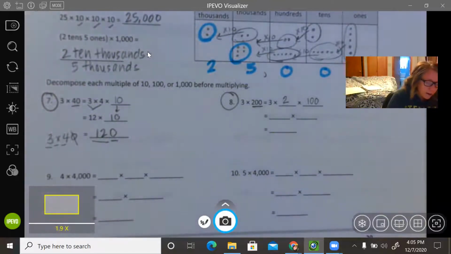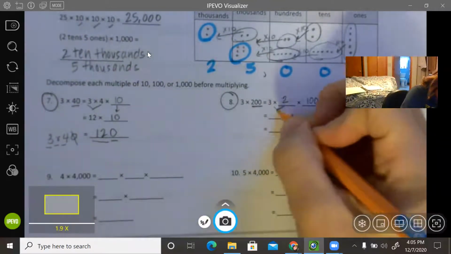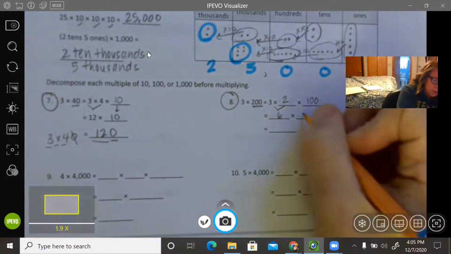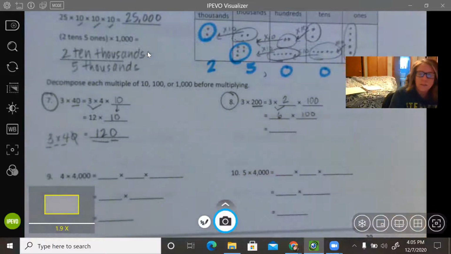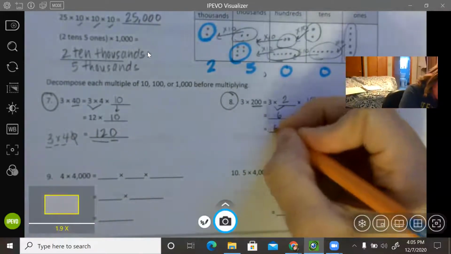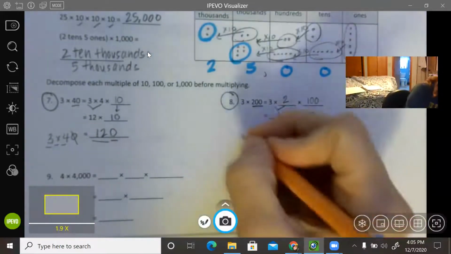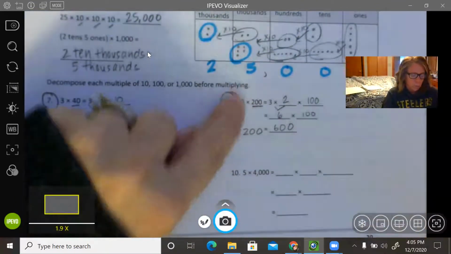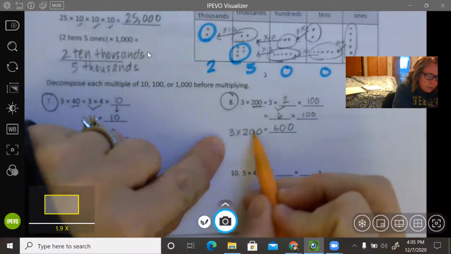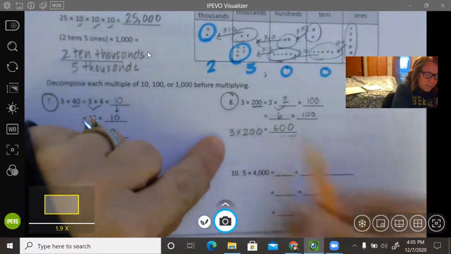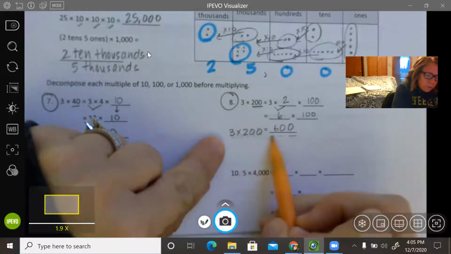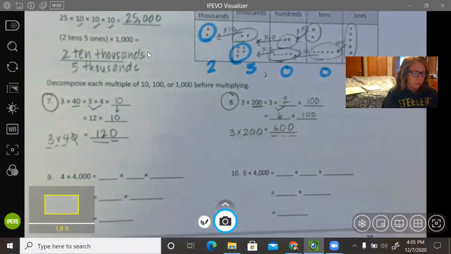Okay, now we're going to multiply 3 times 2 to give us 6 and bring down your 100. 6 times 100 is 600. Let's double check. Bring down our problem. 3 times 200, take off my zeros, put them in my answer. I am left with 3 times 2 equals 6. 600.